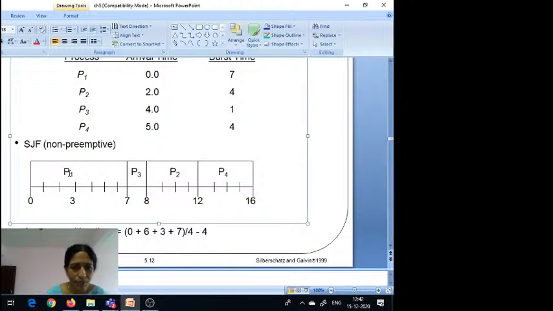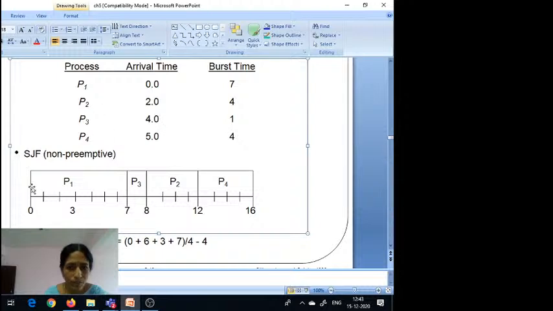Waiting time for P1 is 0. Waiting time for P3 is 7. Waiting time for, that means not 7. Coming to P2, what is the waiting time? Here P2 enters the CPU at 8 milliseconds, and it entered the ready queue at 2 milliseconds, so 8 minus 2 means 6. Waiting time means the time the process enters the CPU minus its arrival time.